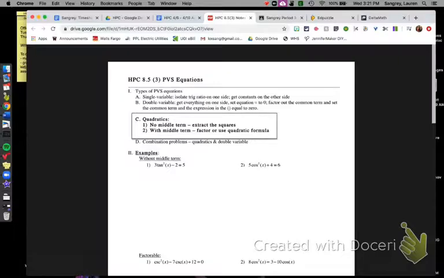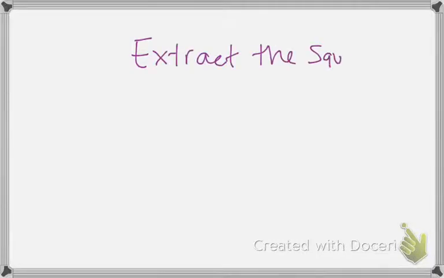So before I show you these two problems, I just want to give you a little reminder of problems that we've seen earlier this year that are similar just without the trig functions. So back in the beginning of the year, we talked about extracting the square problems. And we might have had something like this: 4x squared minus 64 equals 0. So this is an example where it does not have a middle term.